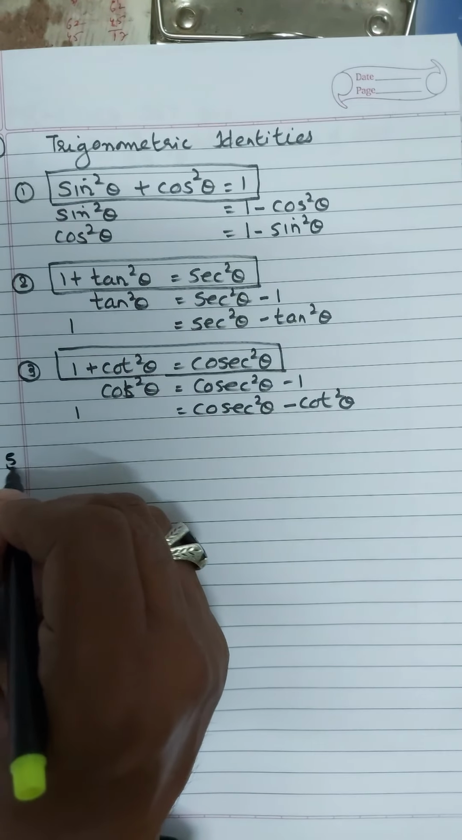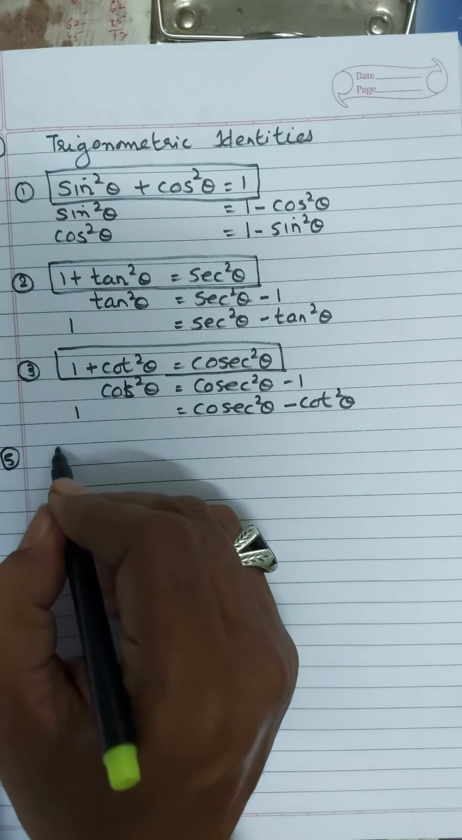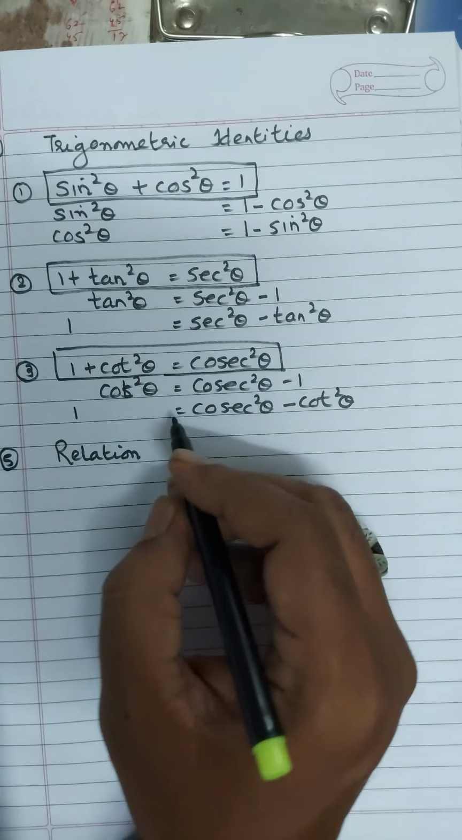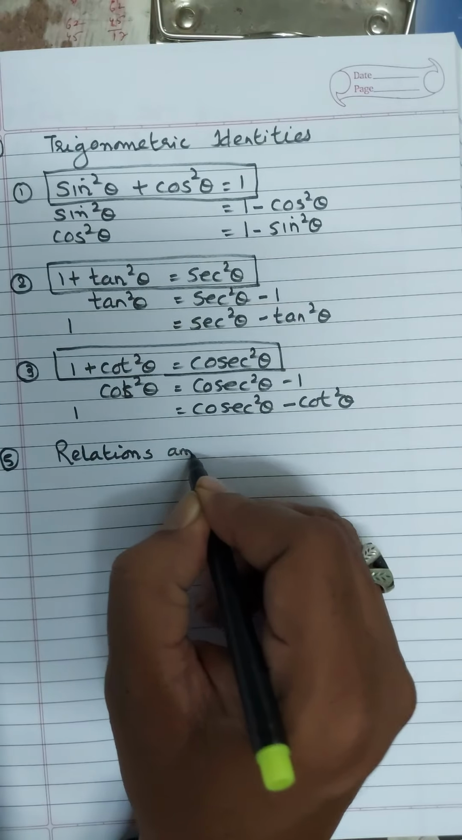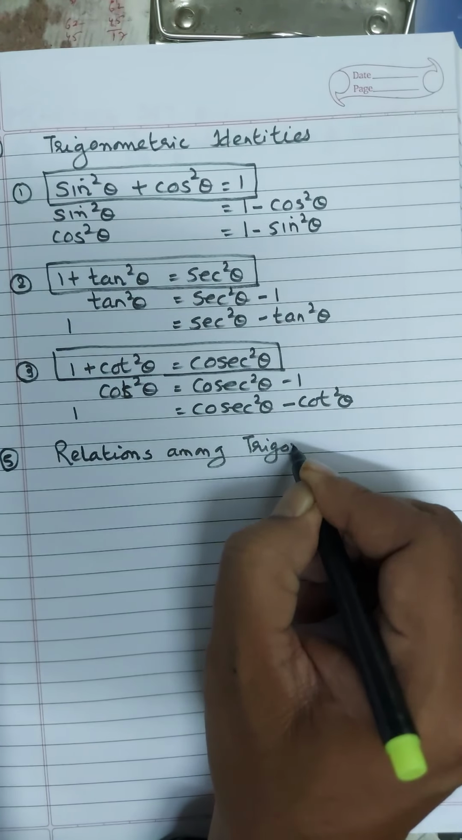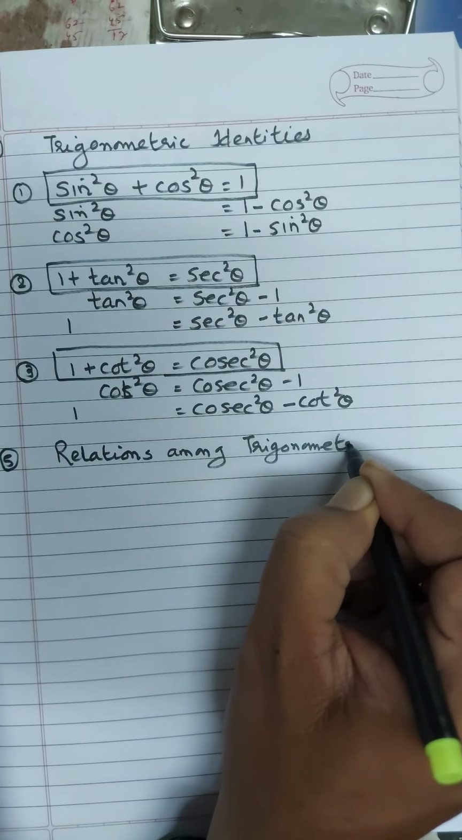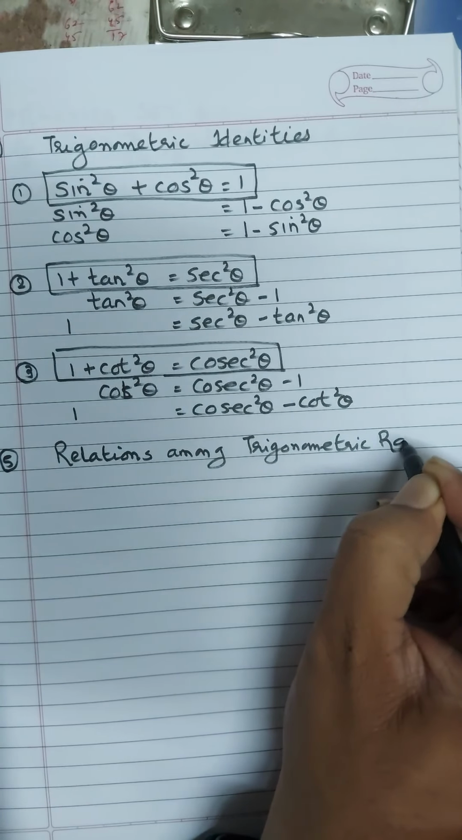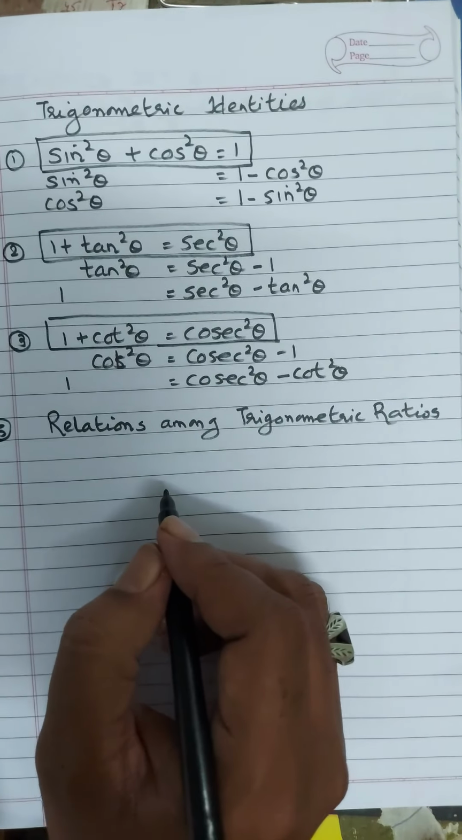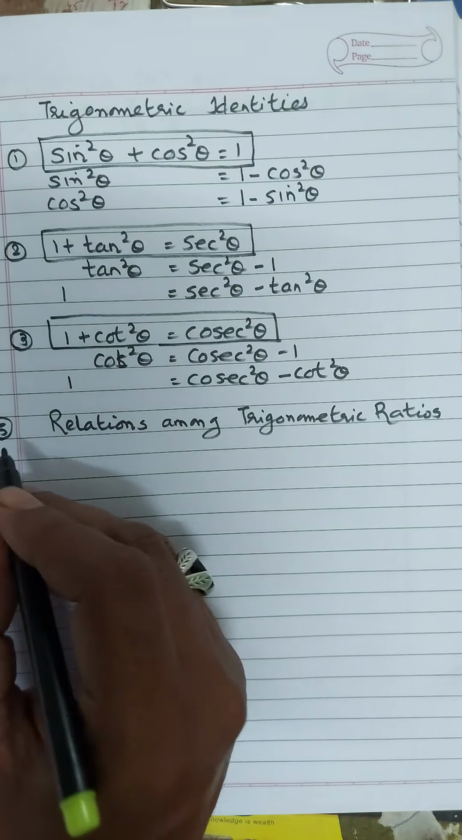Now, one more is there, 5th point. Again, the relations among trigonometric ratios is very important, okay. So, what are the relations among trigonometric ratios? We will take them one by one. We need to understand and learn this by heart at any cost in order to solve the proof questions.